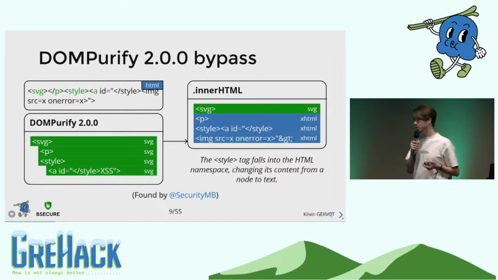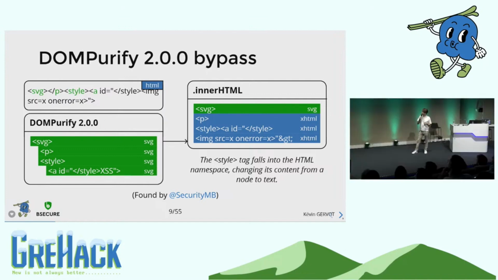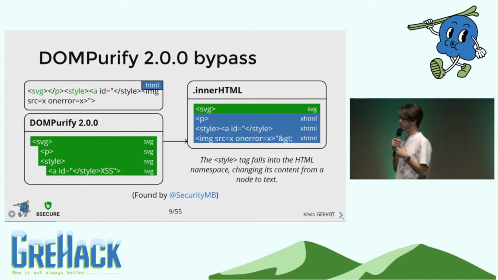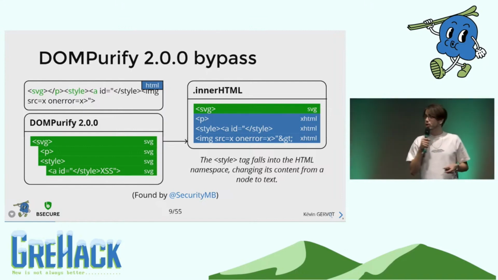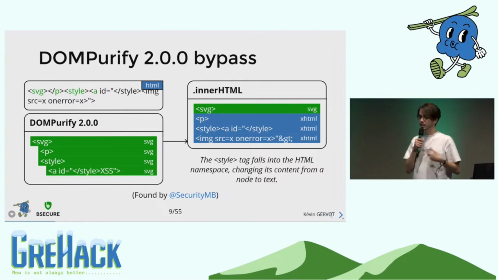Here you can find an example of the DOMPurify 2.0.0 bypass, which has been found by SecurityMB. We aren't going to cover this one, but the only thing that you need to see is that, having the string on the top left and using DOMPurify on this version to sanitize it, what DOMPurify is seeing is a style tag which is parsed as SVG. And if you take the output of it, because of the p tag, the style tag falls into the HTML namespace. So now the content is parsed as text, which creates a confusion. And in that case, specifically, it creates an XSS.